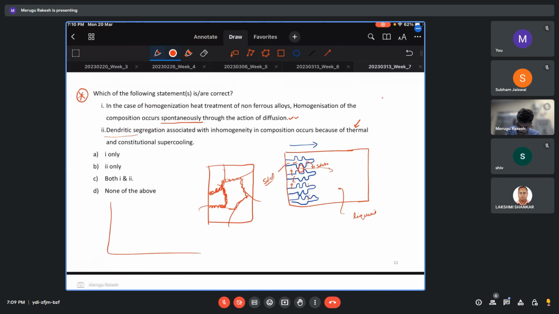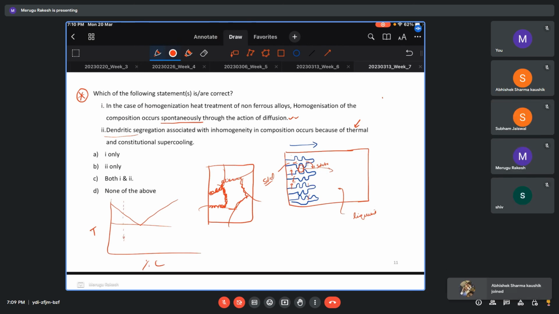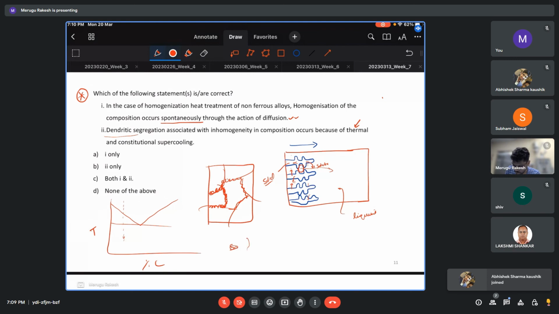Yes, thermal is nothing but we are just cooling it. We have this graph, right? So this is temperature and this is concentration. So what is happening when we cool from higher temperature to lower temperature? Gradually, from liquid we are getting solid. So that is what thermal cooling is. Supercooling is nothing but it is kind of cooling, but even though it is cooled, it is still in liquid phase. It is not solid. So that is what supercooling means.